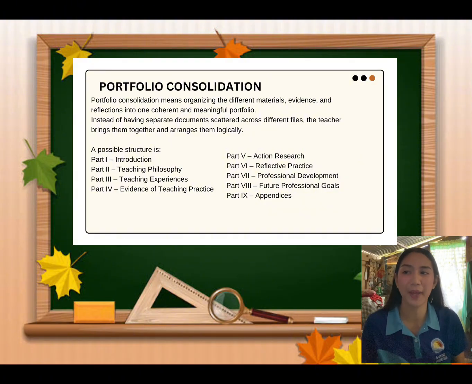A portfolio may contain an introduction, teaching philosophy, teaching experiences, evidence of practice, action research, reflection, professional development, future goals, and the appendices. The key is organization and purpose. We should not include something simply because we have it. We include it because it provides evidence of our teaching, learning, reflection, or professional growth.